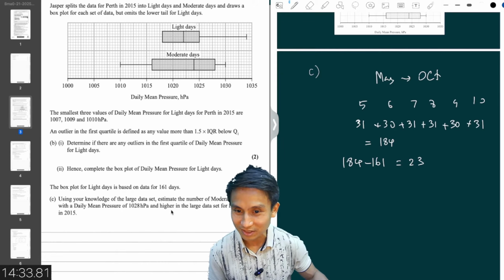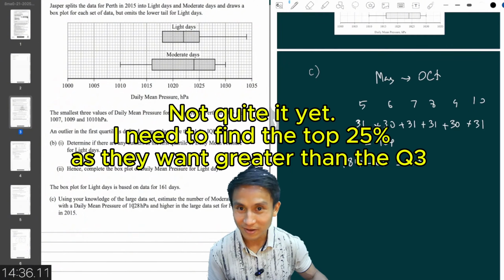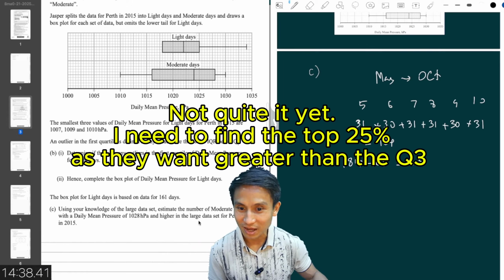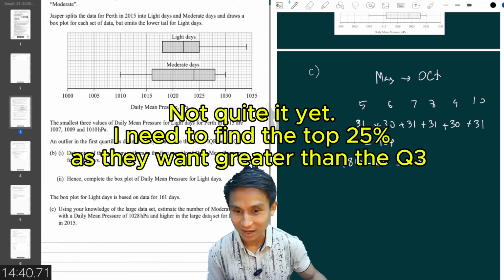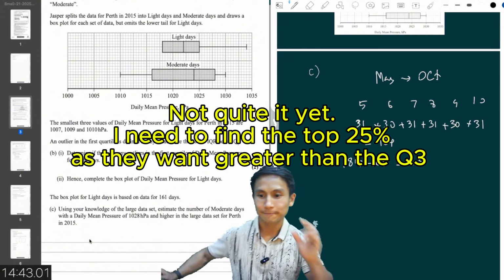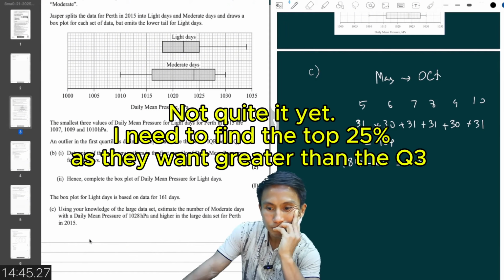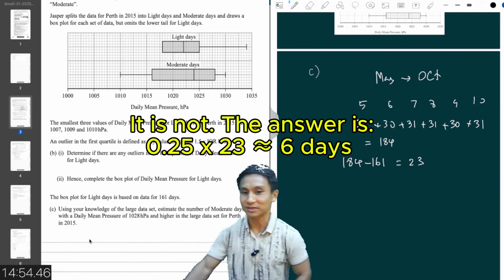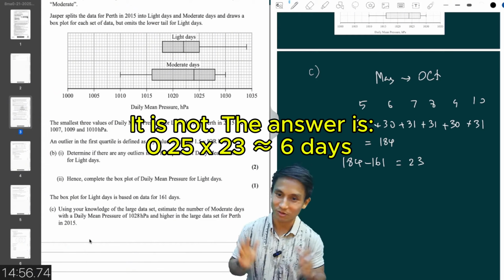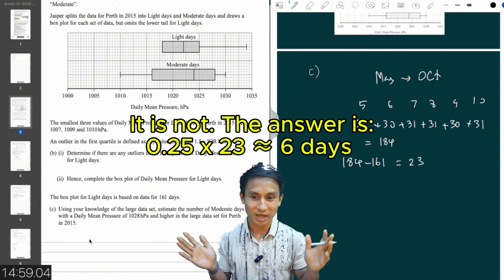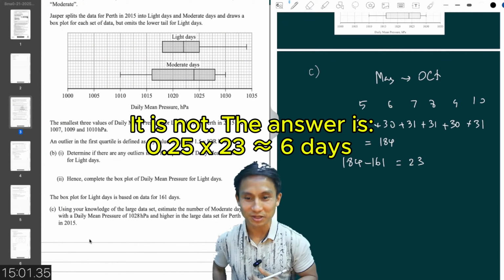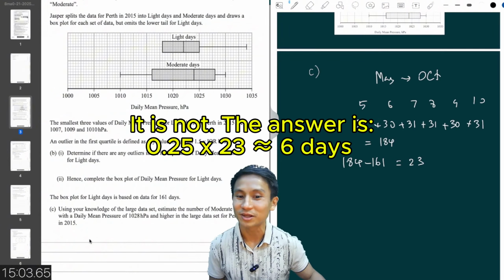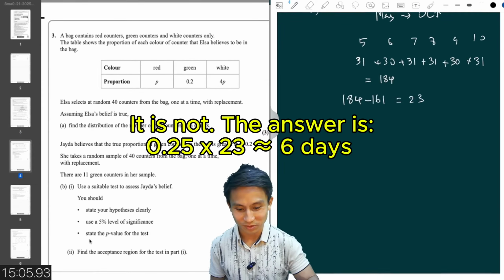Using your knowledge of the large data set, estimate the number of moderate days with the daily mean pressure of that and higher in the large data set for Perth. Yeah, so that's the answer. Yeah, I'm just gonna take my chances here. I'm not sure if this is right, honestly, but if this is right, it's okay. I think you should see the annotation, right? Okay, so I'm gonna leave it at that and go to the next question.